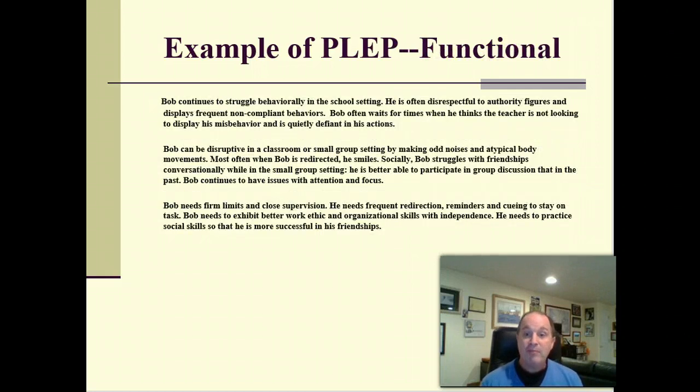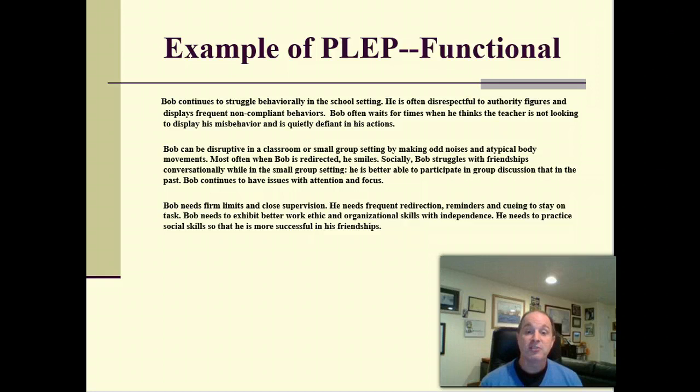In terms of a functional PLEP, functional performance in PLEP, this would be an example. Bob continues to struggle behaviorally in the school setting. He is often disrespectful to authority figures and displays frequent non-compliant behaviors. Bob often waits for times when he thinks the teacher is not looking to display his misbehavior and is quietly defiant in his actions. Bob can be disruptive in a classroom or small group setting by making odd noises and atypical body movements. Most often when Bob is redirected, he smiles. Socially, Bob struggles with friendships conversationally while in the small group setting. He is better able to participate in group discussion than in the past.